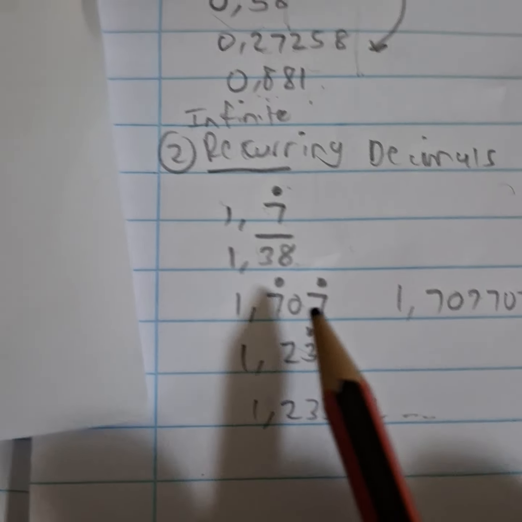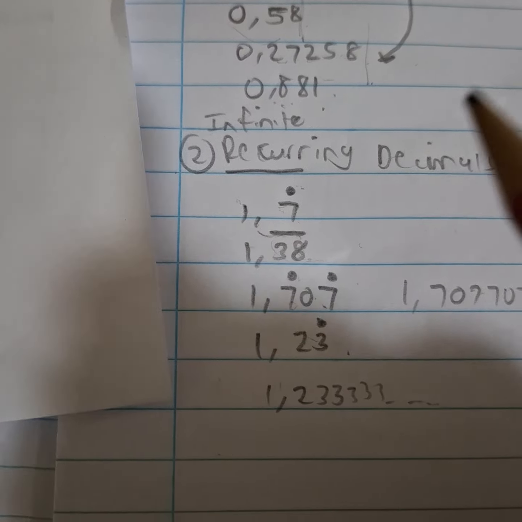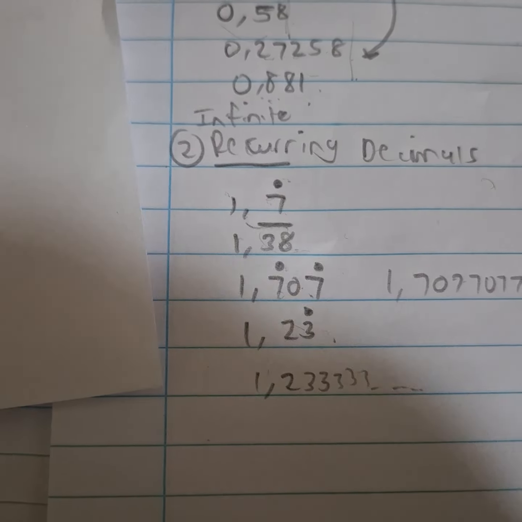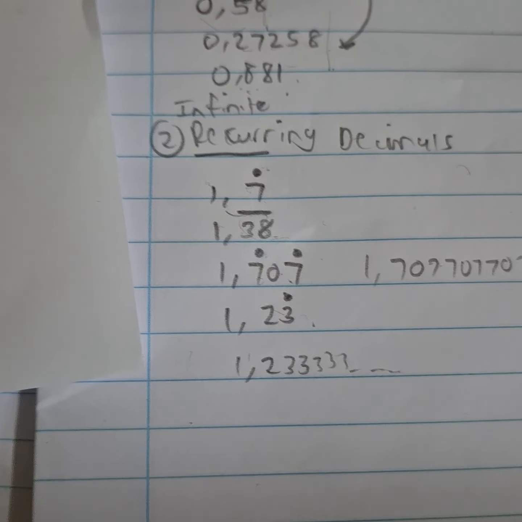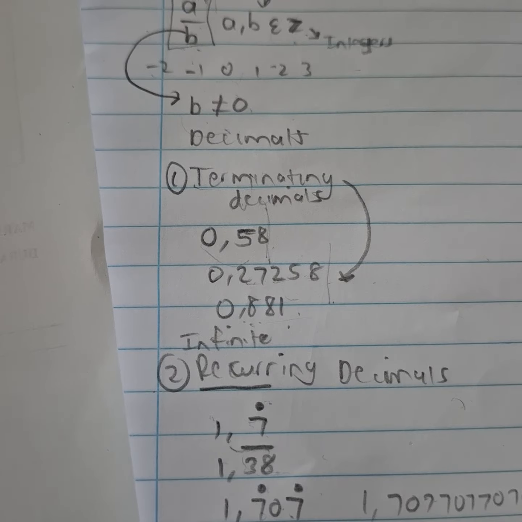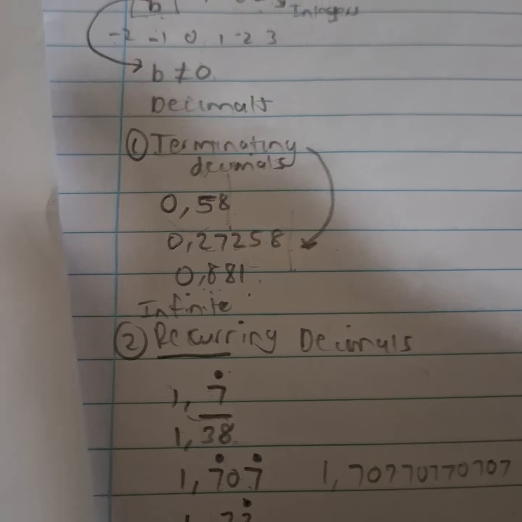So this is very important: the line on top of the numbers that repeat, or the dot over the multiple numbers that repeat. Terminating decimals and recurring decimals.